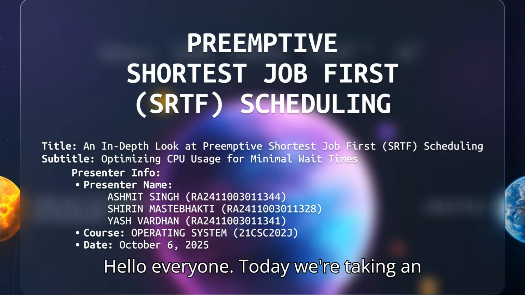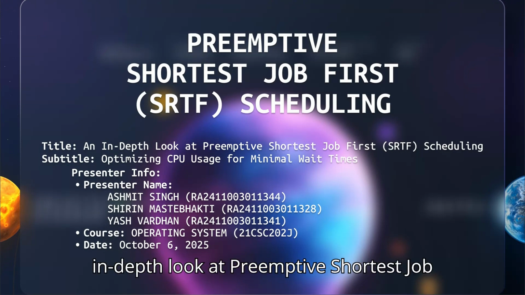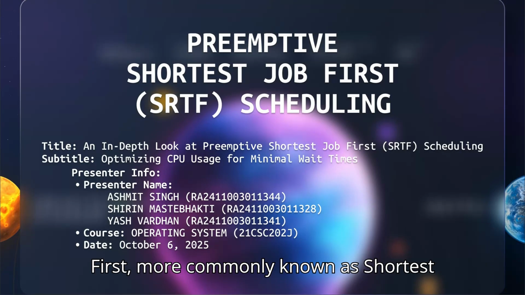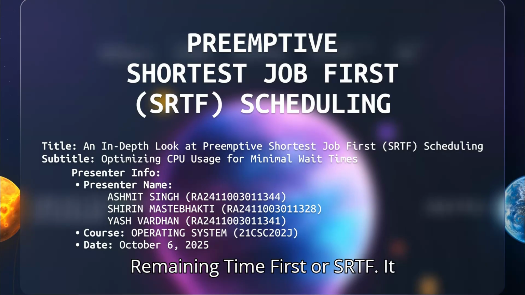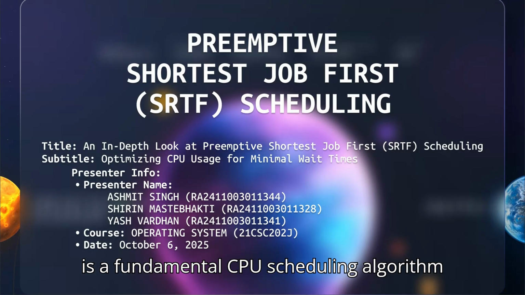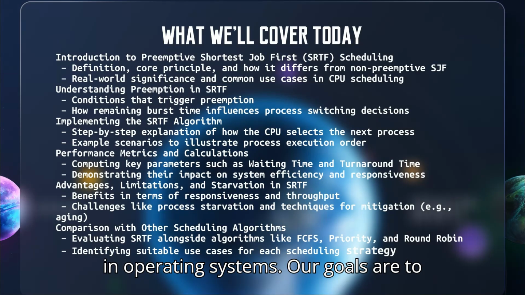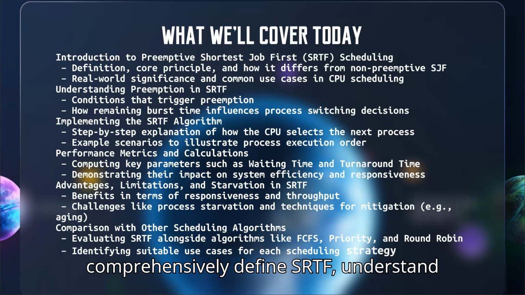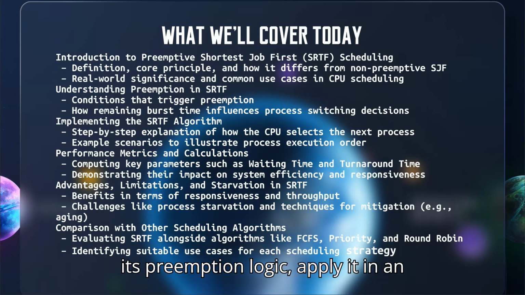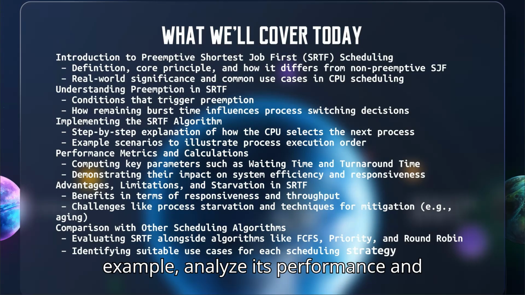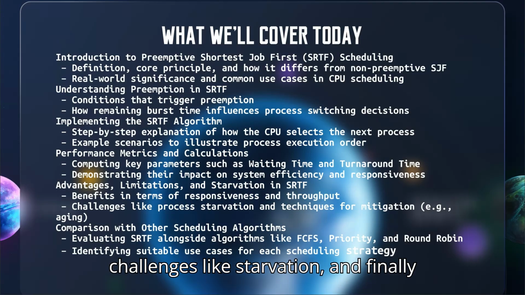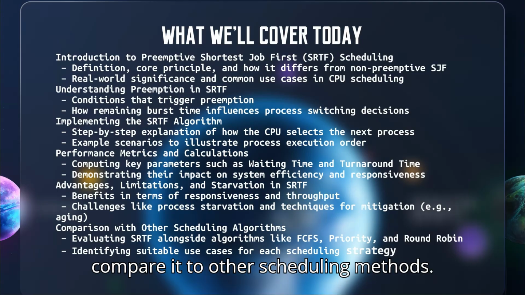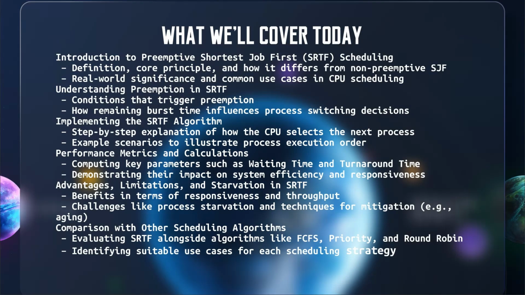Hello everyone. Today we're taking an in-depth look at preemptive shortest job first, more commonly known as shortest remaining time first or SRTF. It is a fundamental CPU scheduling algorithm in operating systems. Our goals are to comprehensively define SRTF, understand its preemption logic, apply it in an example, analyze its performance and challenges like starvation, and finally compare it to other scheduling methods.